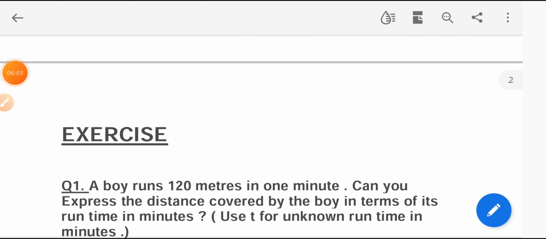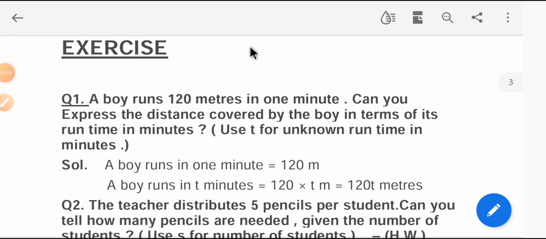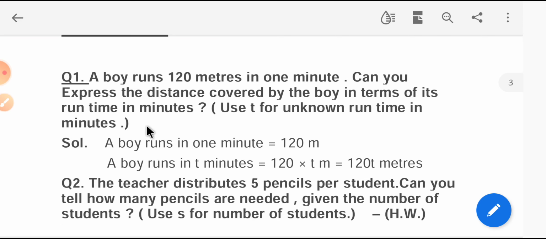See the first question. A boy runs 120 meters in 1 minute. Can you express the distance covered by the boy in terms of his run time in minutes? And here you have to use t for the unknown run time. Means what is given? A boy runs 120 meters in 1 minute. A boy runs in 1 minute how many meters? 120 meters. And here we have to find the distance covered by the boy in terms of his run time. And for run time we have to use t.